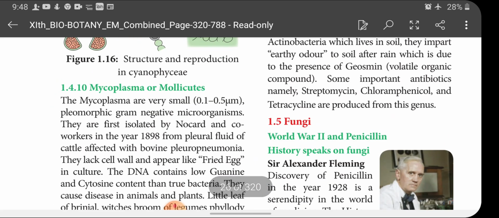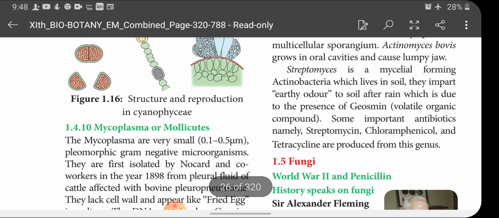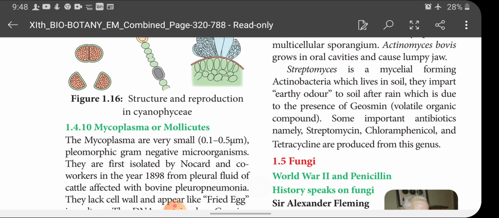Okay, children. Next, Mycoplasma or Mollicutes. I will start in my next class, children. And the homework is the types of bacteria based on respiration and nutrition, the two questions. Please complete it. Bye. I will see you in my next class.